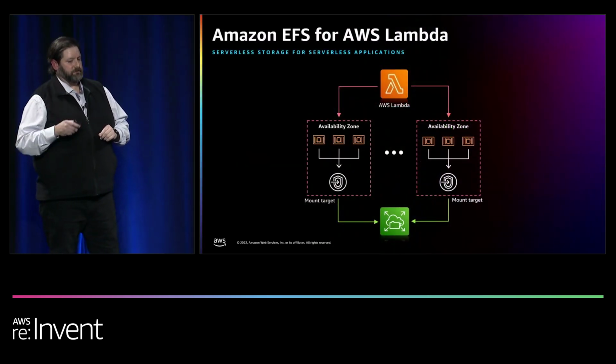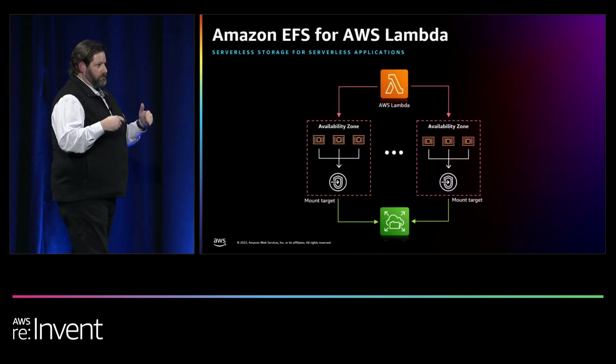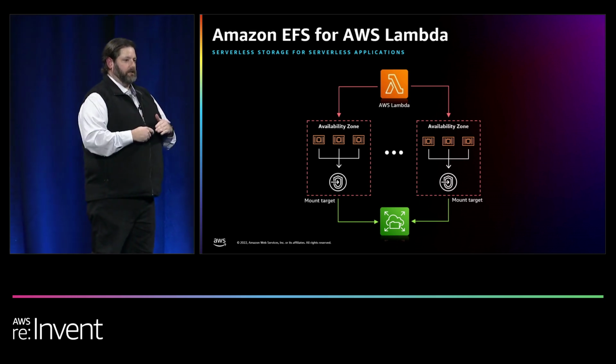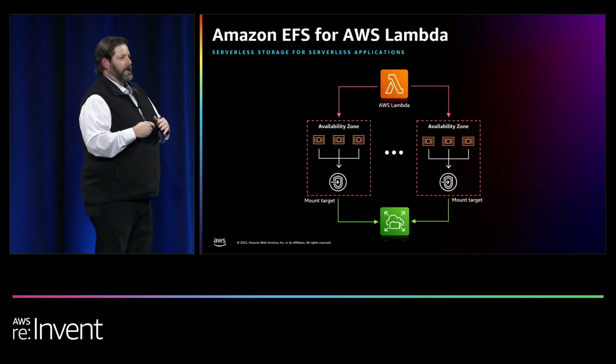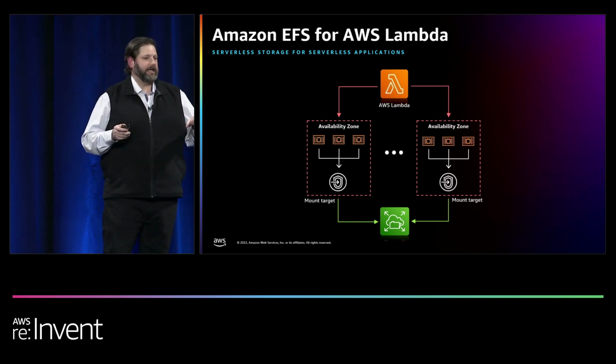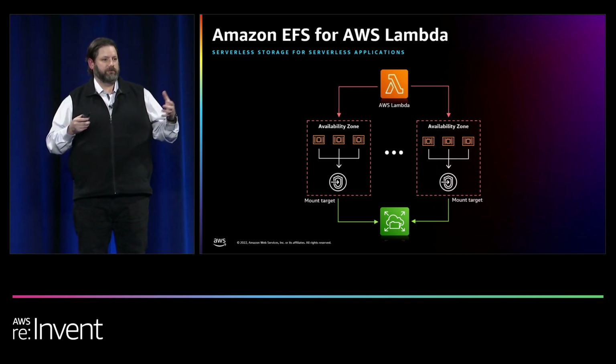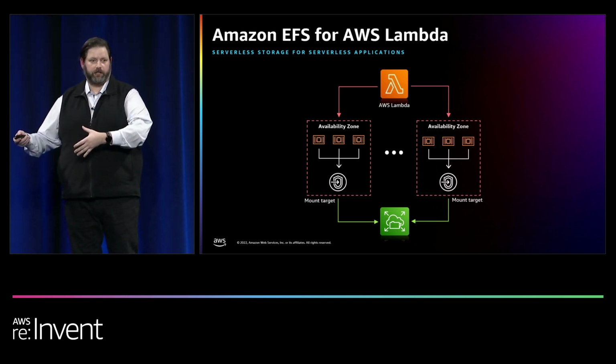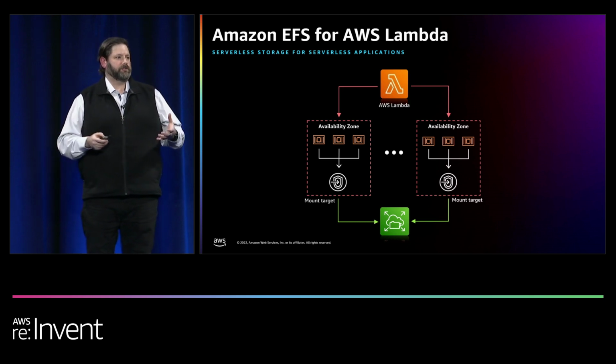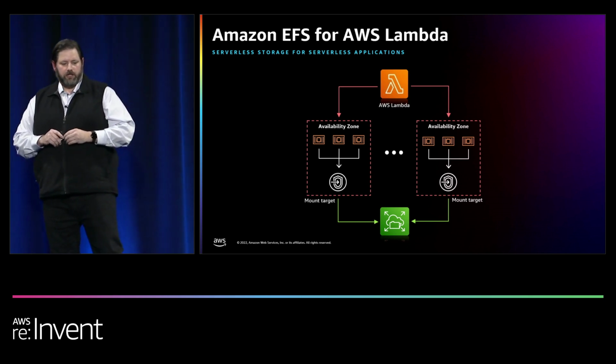Customers are building serverless apps by using EFS as shared storage behind them. And you may ask yourself, why are they doing that? Lambda functions, you invoke it, it runs, it stops running. Why would I want to have persistent storage behind there? So there's a couple good reasons.